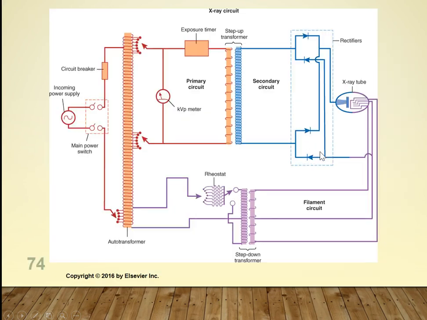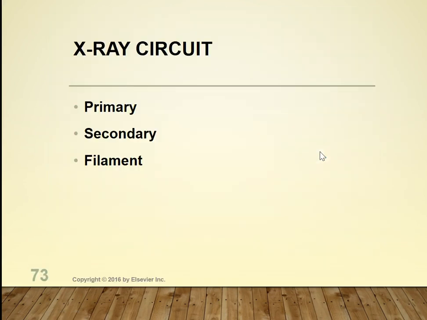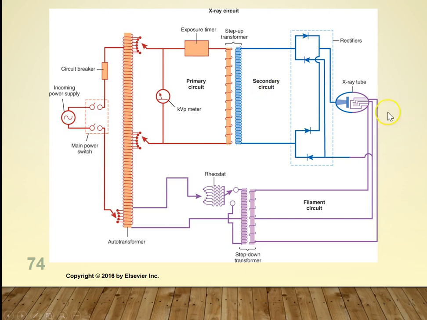So the third part is the filament circuit, which has a rheostat, a step-down transformer, and the filaments. I'm going to go over each one of these individually and separately because you need to know what each circuit has and what each of those components does. So here's the filament. So there's the filament in the tube. Here's your step-down transformer and your rheostat.